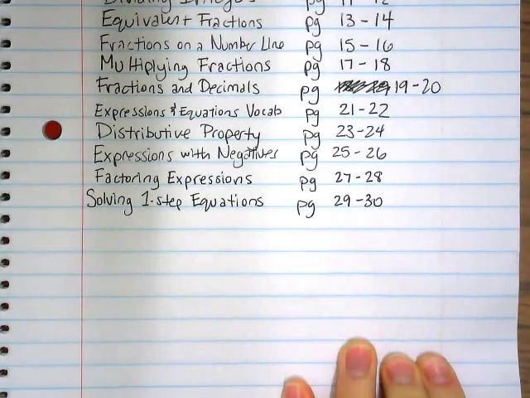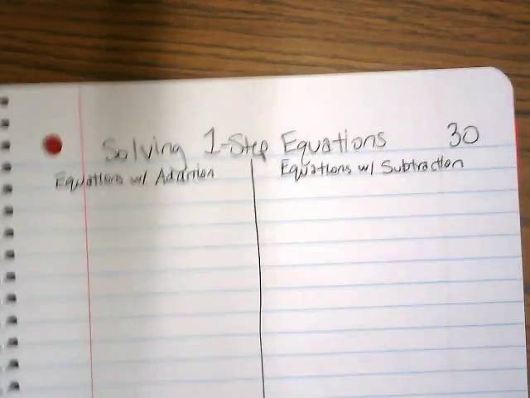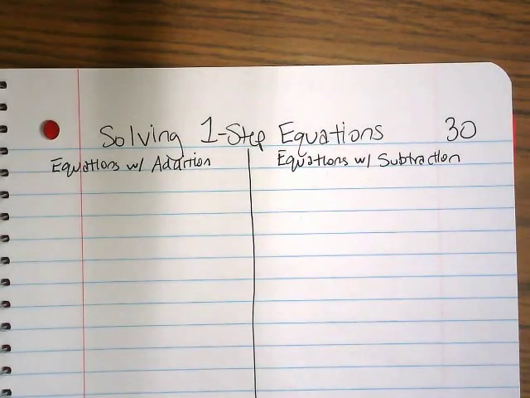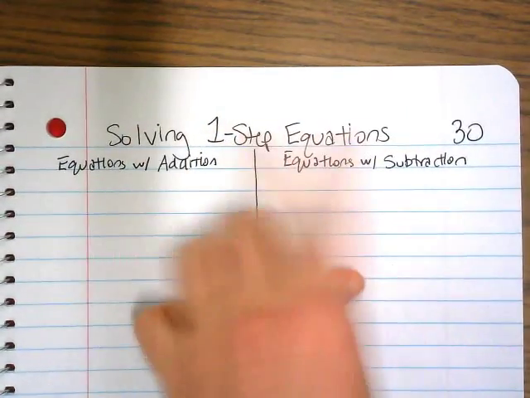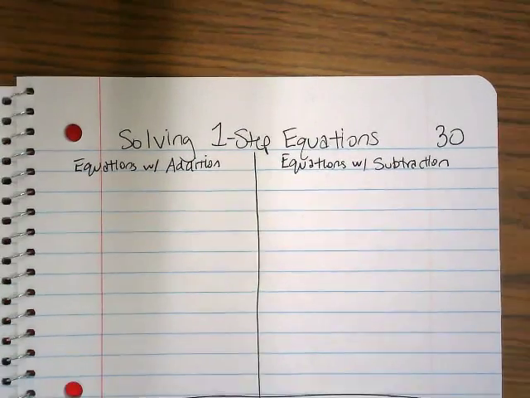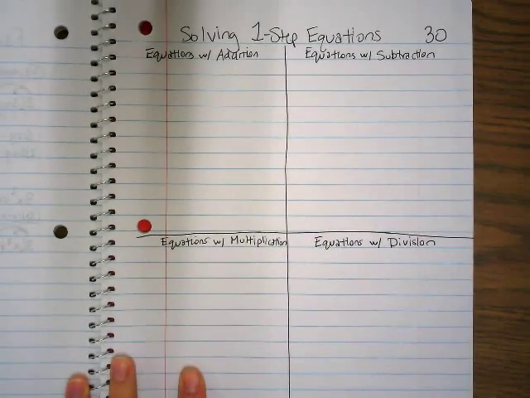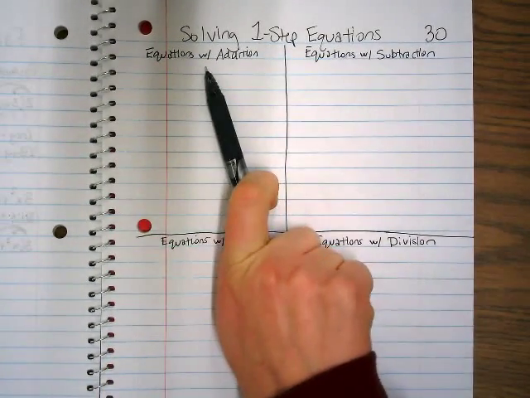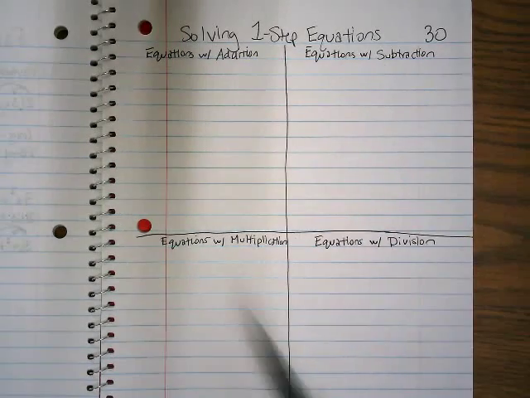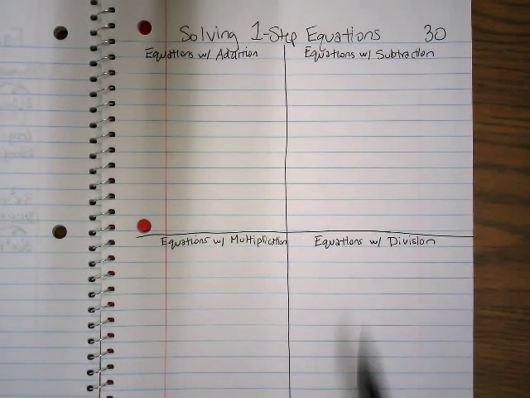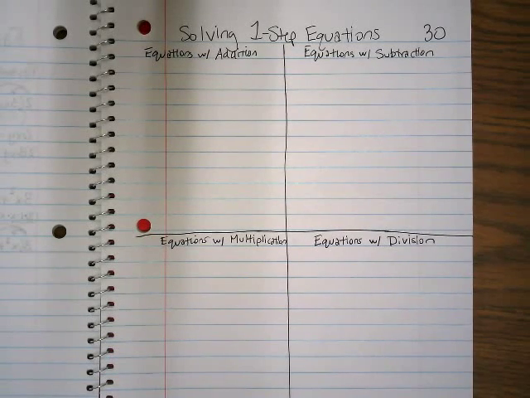Once you've got this down, you can go ahead and open up to pages 29 and 30. You're going to write the title up here, and then you are going to divide your page into 4 separate sections. Equations with addition, equations with subtraction, equations with multiplication, and equations with division. And I would go ahead and pause this now so that you can write down these 4 things, because I'm going to go ahead and move on.